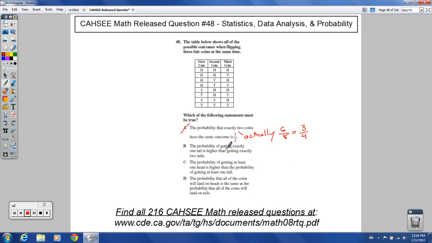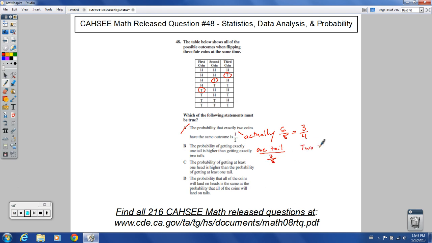Choice B. The probability of getting exactly 1 tail is higher than the probability of getting exactly 2 tails. So let's see what we got. 1 tail, the probability of that happening is we've got 1, 2, 3 out of 8. The rest have 2 or 3. So the probability of getting 1 tail is 3 out of 8.